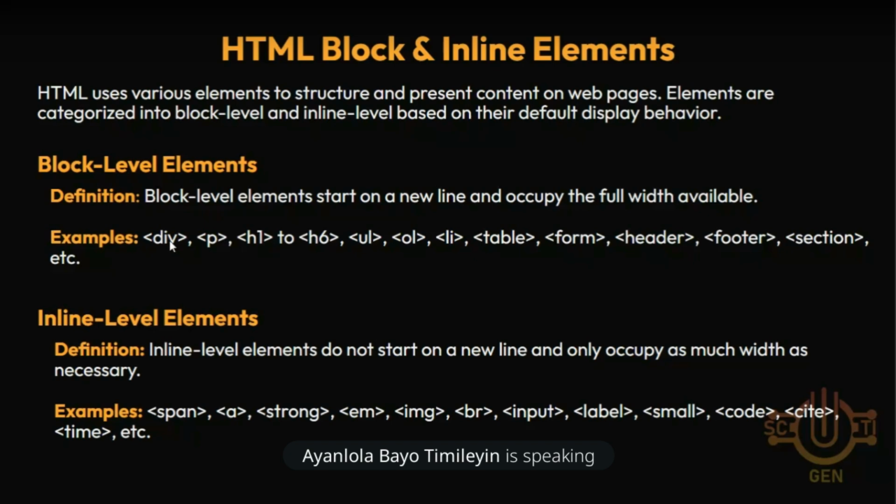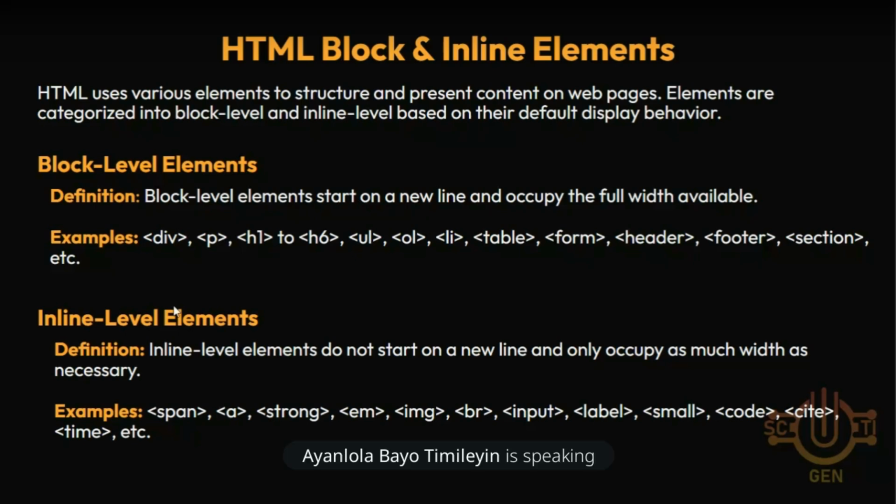We have the div, which I think we've not used. Don't worry. We have the div, we have the P for paragraph, the H1 to H6 for headings, the UL, we just used the UL, we have the OL, we have the LI, we have the table elements, we have the form elements, we have the header, footer, section. These are some of the HTML5 semantic elements, though. All right, and all these are some of the examples of a block level element. But remember, a block level element starts on a new line and occupies the full width available.